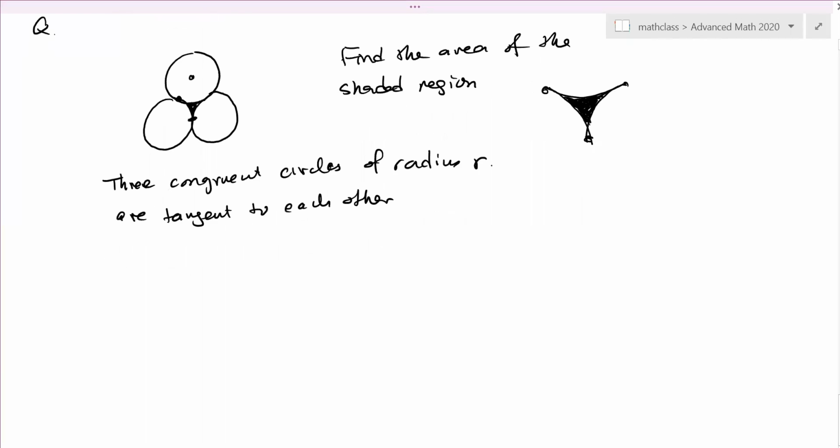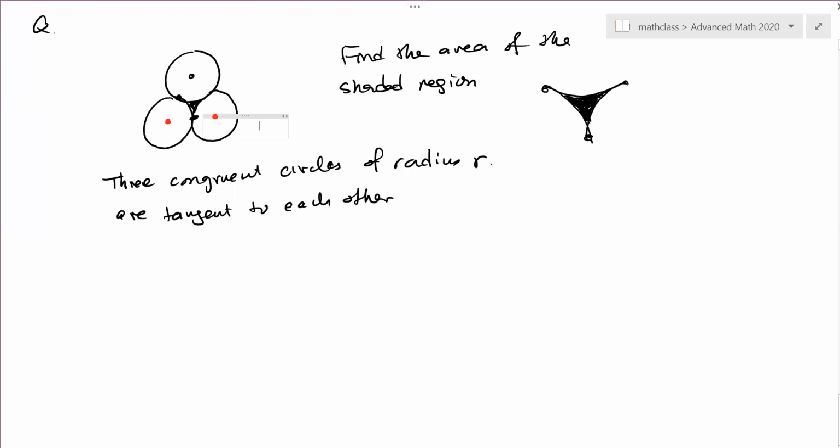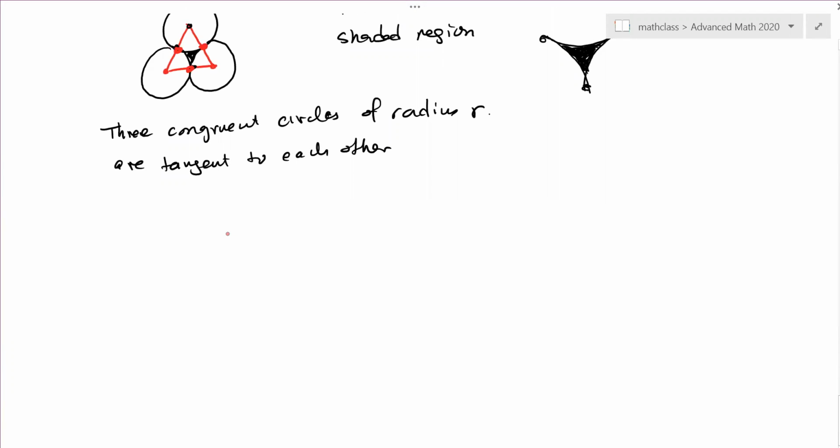So how can I do that? Remember, we just connect the important points. Then you connect them, and you get an equilateral triangle. Those are lines passing through those tangent points. So you get an equilateral triangle. You know how to find the area of an equilateral triangle. But how about each sector here?